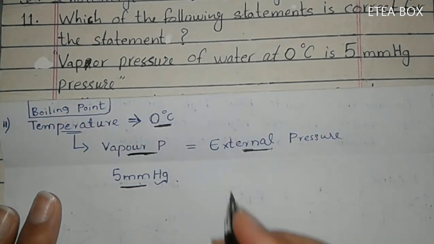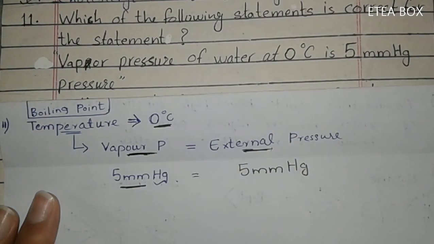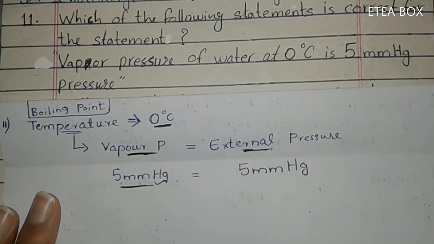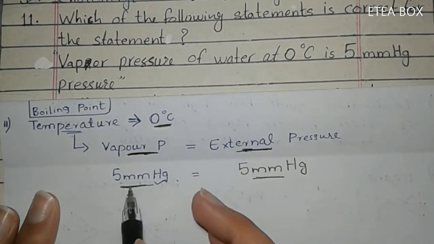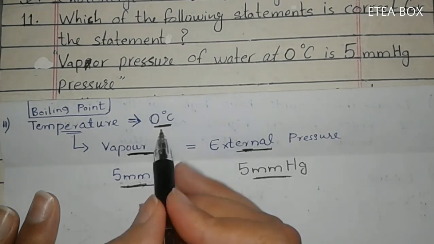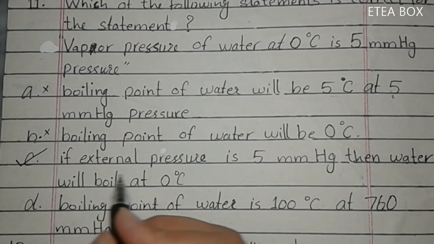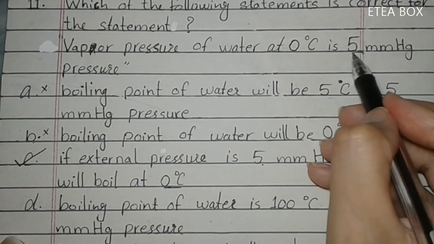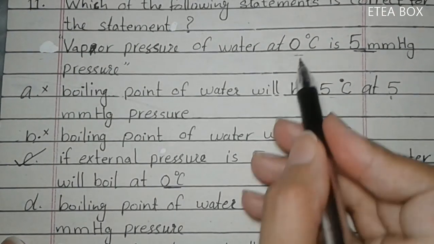Now, if the external pressure becomes 5 mm of Hg, then what will happen? At 0 degrees C, the liquid will boil. At 0 degrees C, it will be the boiling point of the liquid then. It's the temperature at which the vapor pressure becomes equal to the external pressure, and at that temperature the liquid will boil. So if the external pressure is 5 mm of Hg, then water will boil at 0 degrees C. If the vapor pressure of the liquid and the external pressure become equal, then 0 degrees C will be the boiling point.